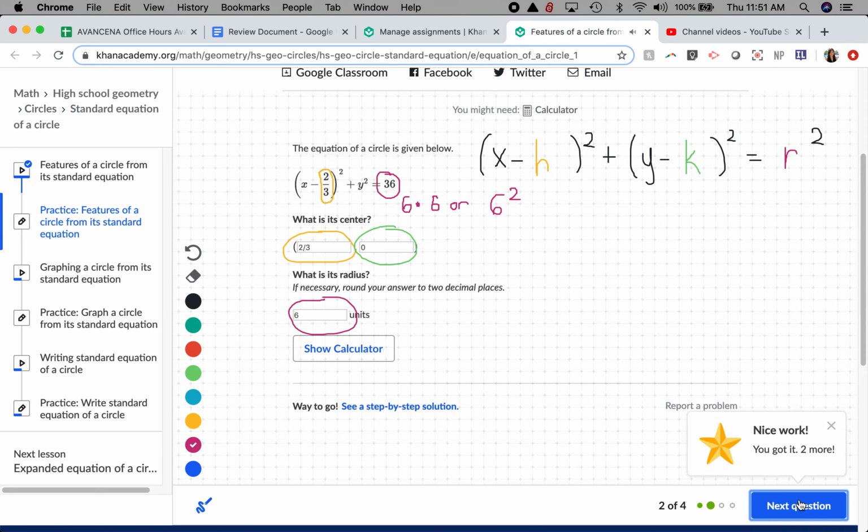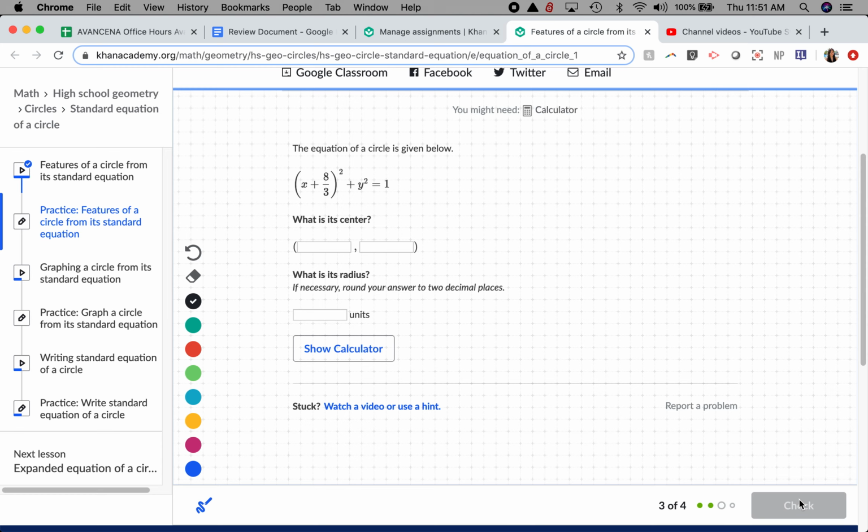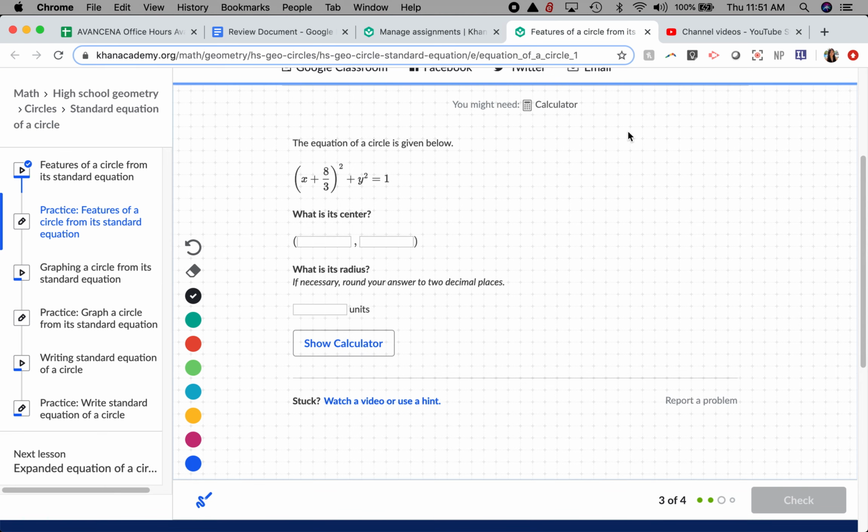Let's try another question. Again, I'm going to write the standard form of a circle. And I would even encourage you all to do this because first, it makes it really easy for you to find h, k, and r. But more than that, writing the equation over and over again will force your brain to remember the equation, which can only help you.